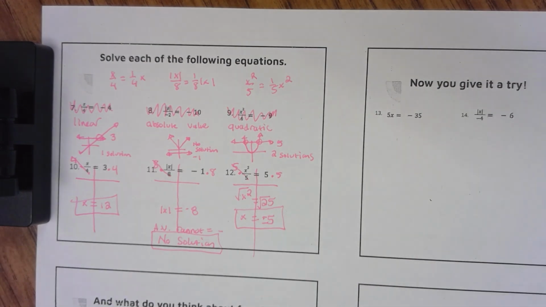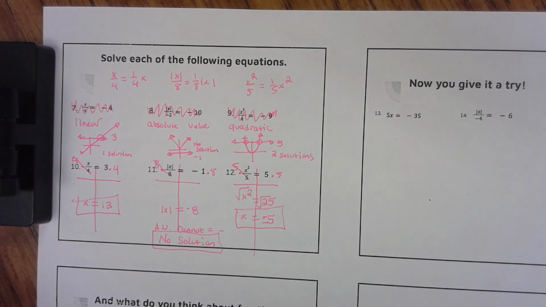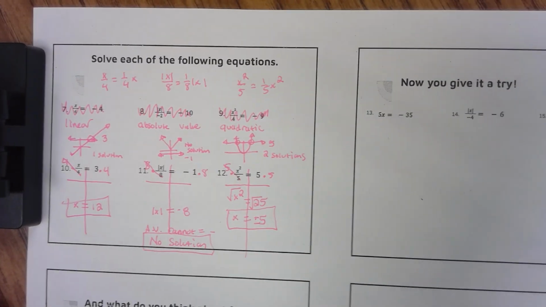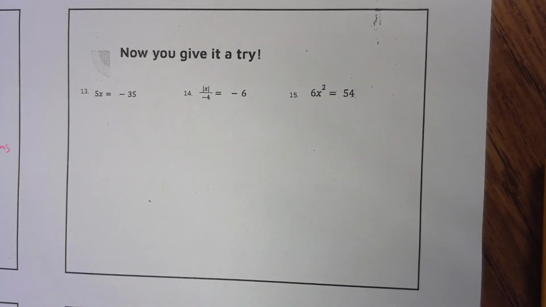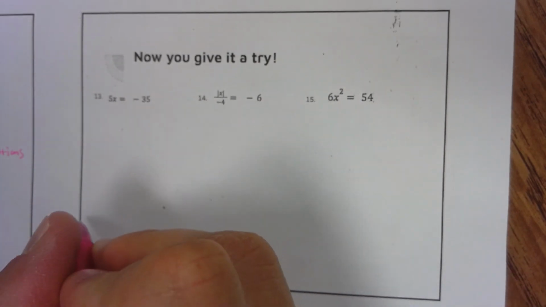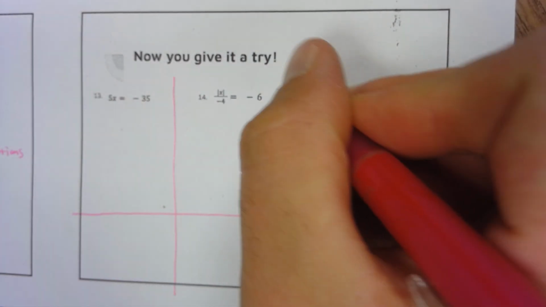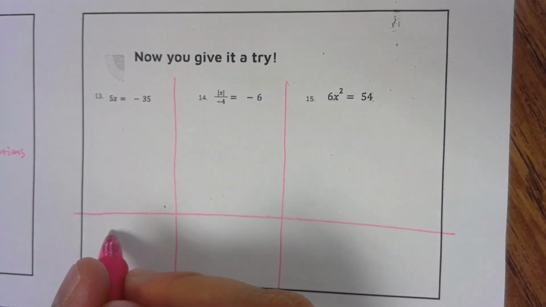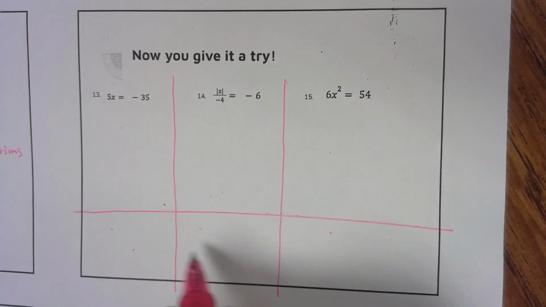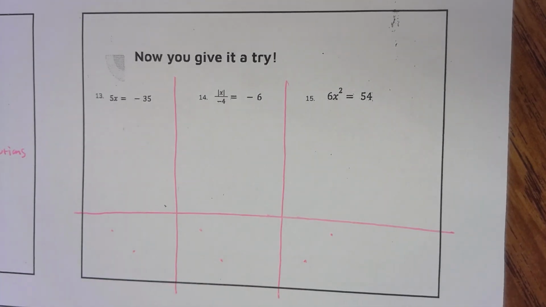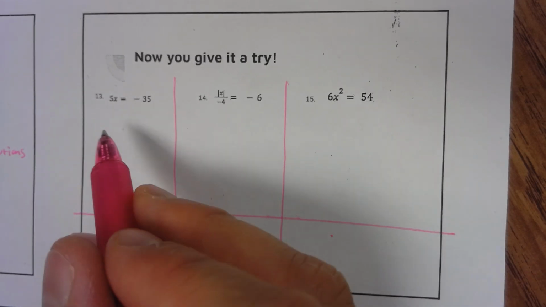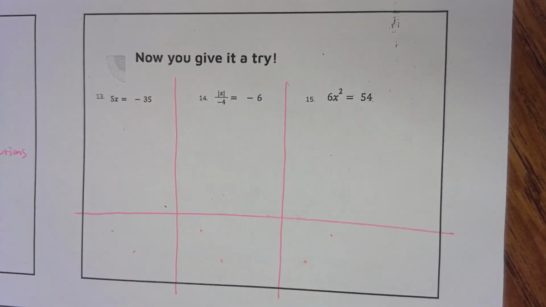For 13, 14, and 15, I'm going to ask that you all try these on your own. And let's do this. Let's put a line right here and just kind of organize this a little bit. Down here, I want you to name the function, and then draw a quick sketch of the graph to get an idea as to how many solutions you should get. Up here, we can do the solving.